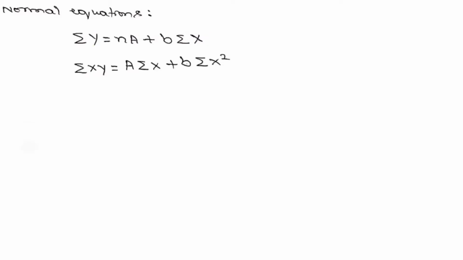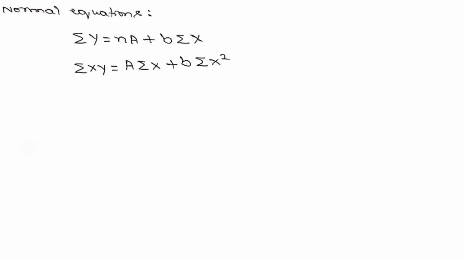Let us see. So here we have written capital Y instead of small y, and we have taken capital A instead of small a, b as it is, capital X instead of small x. This is the first normal equation. The second normal equation is this. We already know how to write the normal equations when you know the form of a linear equation.